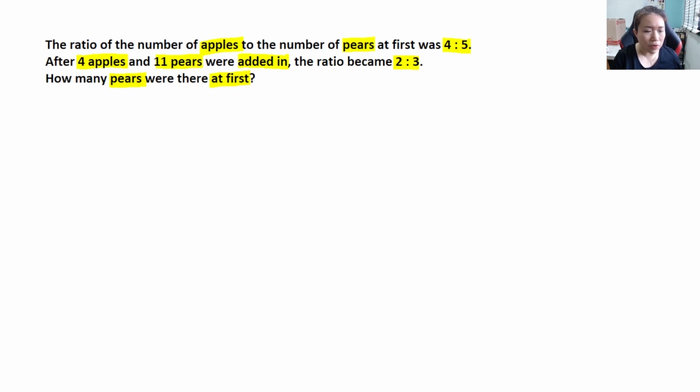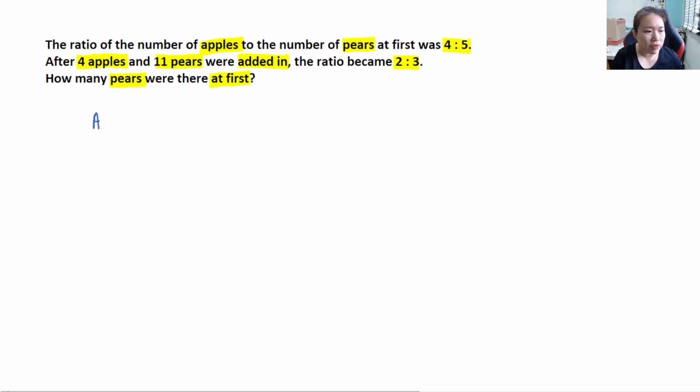So if you notice, 4 apples were added in, 11 pears were added in. The total has changed, the difference has changed, and apples changed, pears changed. So basically everything changed. So in this case, nothing remained unchanged. So we will have to use units and parts to solve this.